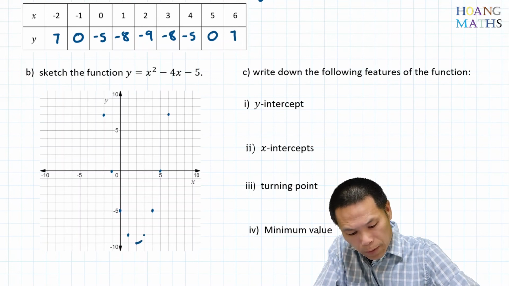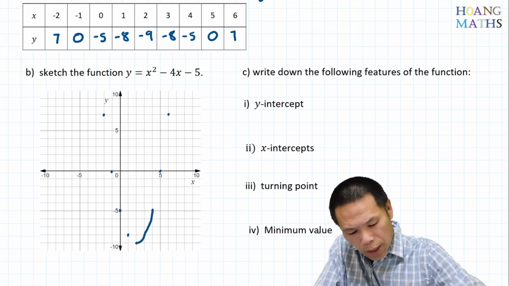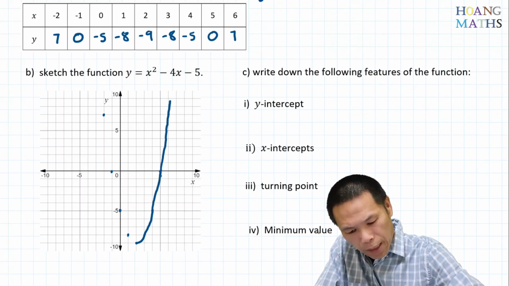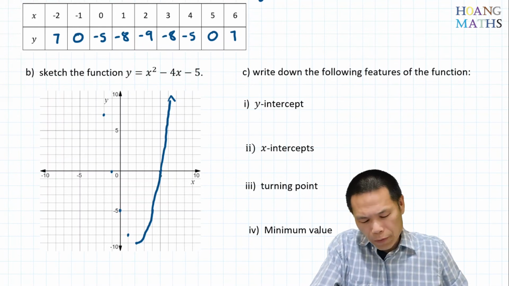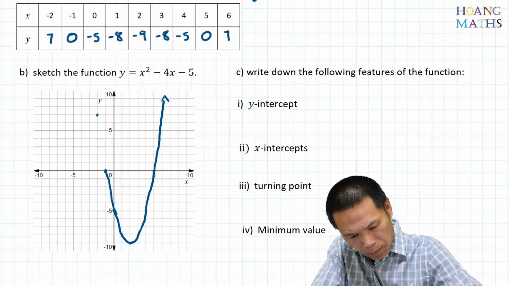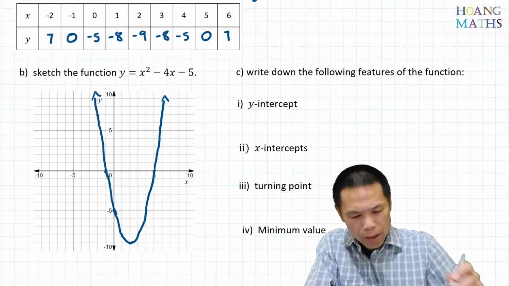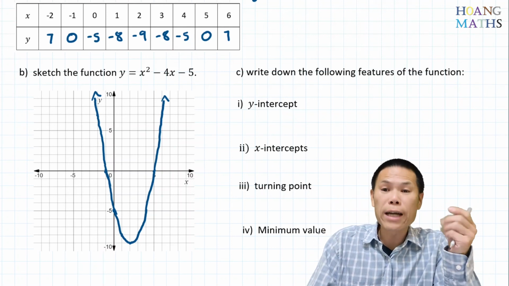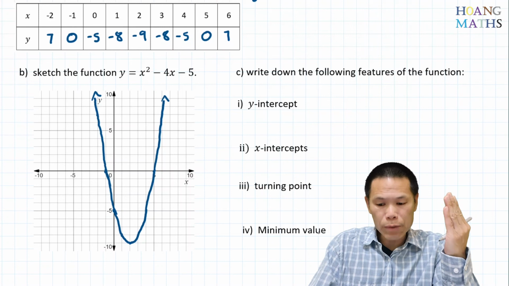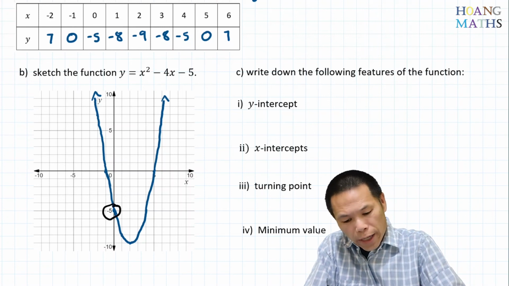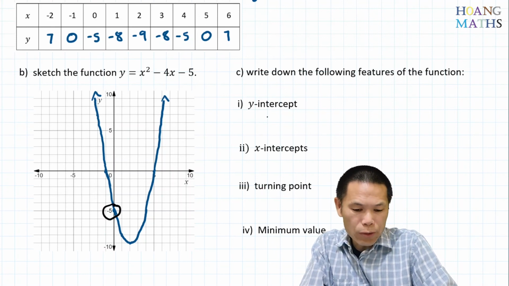So we start from here and look at the next point and extend the line a little bit. And we'll start from this end. Extend the line a bit, okay? So there you go. Now we just need to write down the y-intercept. Y-intercept is when the graph cuts the y-axis. In this case, it cuts at y equal to negative 5. So we just write y is equal to negative 5.